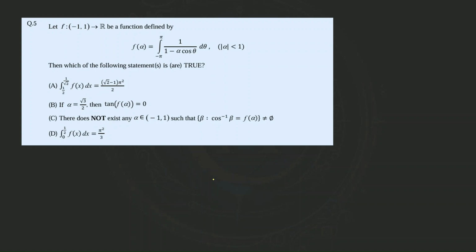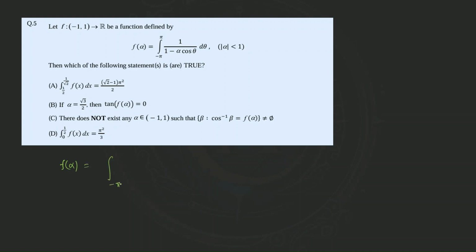So this is question number 5. It is saying, let f defined from the open interval minus 1 to 1 to R be a function defined by f of alpha like this. Okay. So f of alpha is defined in terms of this integral where alpha is a variable parameter. So we need to first calculate this f of alpha. So let us first calculate this f of alpha.